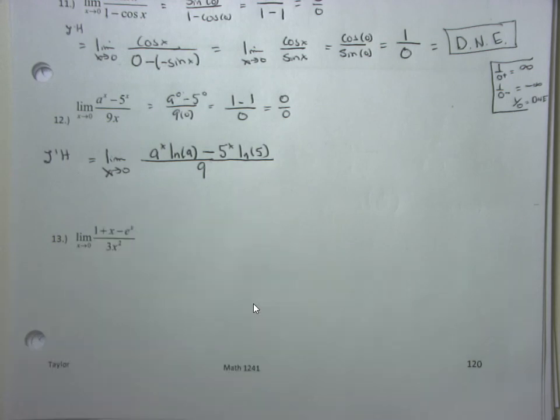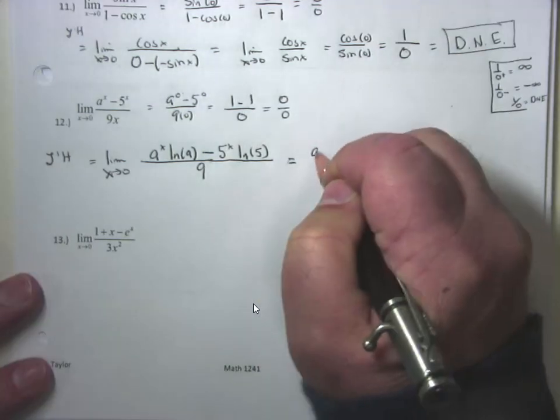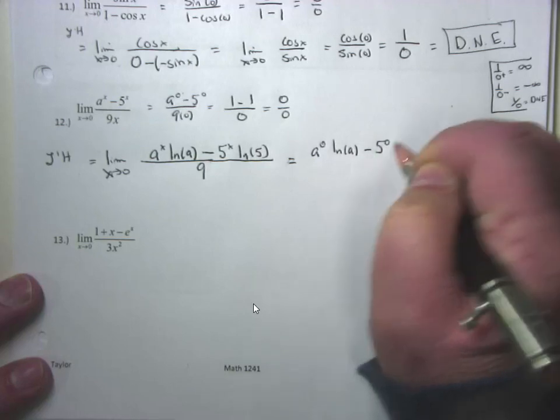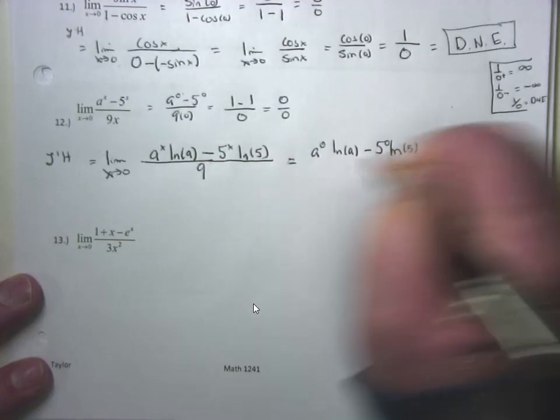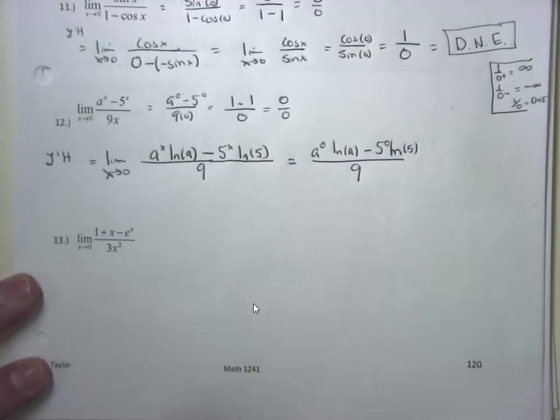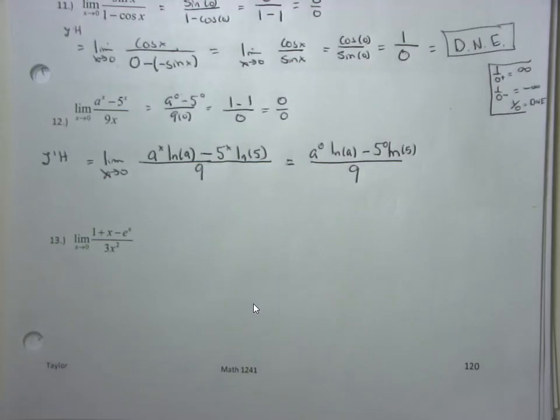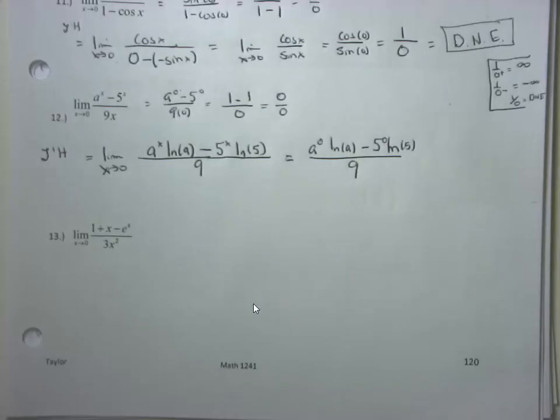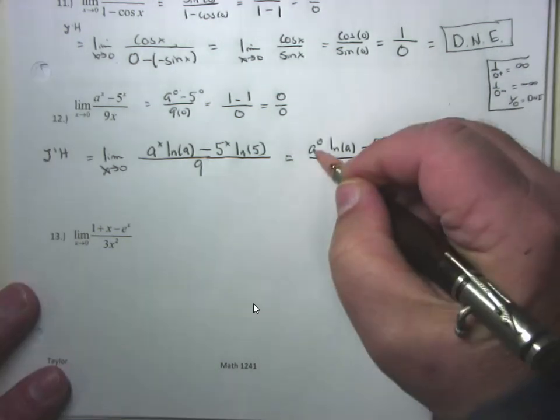All right, next rule, plug it in. This would be equal to a to the 0 times the natural log of a minus 5 to the 0 times the natural log of 5 divided by 9. You with me? And once I plug it in, I don't write limit anymore. I'm trying to show the proper, because it's not just about getting the answer, it's about showing the work and getting it right. So what's anything a to the 0 power?